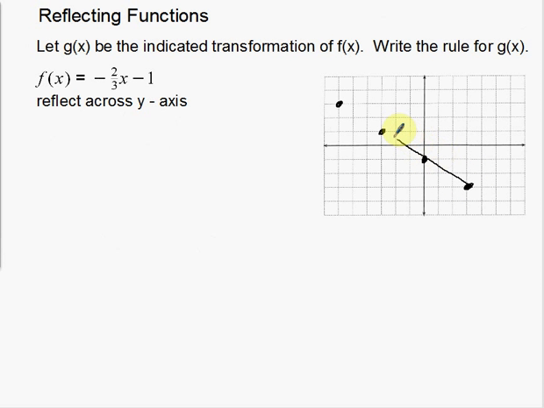Okay, that little mistake that I made with the slope, that's one thing you always got to check. Do I have a positive slope or a negative slope? Because I did my slope correctly, I just went in the wrong direction.